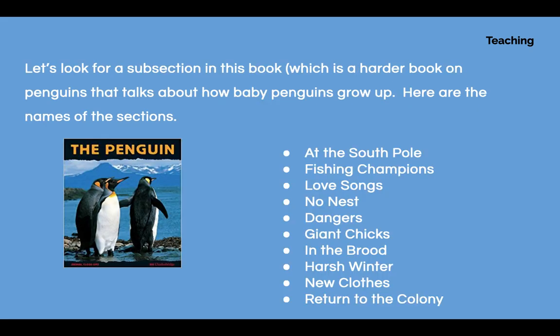So we're going to look at one of my harder books that I have here with me. This book talks about how baby penguins grow up. If I look through the table of contents and the sections in the book, there's a chapter on giant chicks, and then the next chapter is called In the Brood. And a brood is like a group of penguins. So I'm thinking I'm going to go to this chapter, In the Brood, to see if it can give me some more information that I can add to my information from my easy overview book.